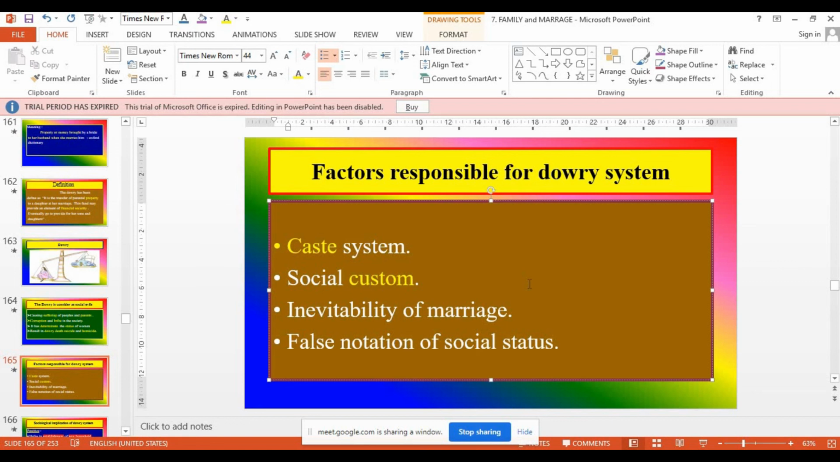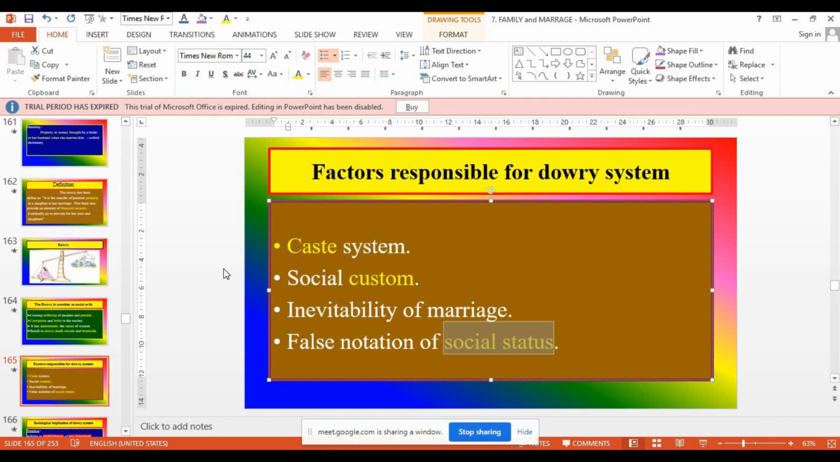Then inevitability of marriage, the next cause. Everyone should be married. Then false notion of social status. Maximum of women feel that giving more dowry means more status, which is a false notion. Money alone does not determine a happier life.